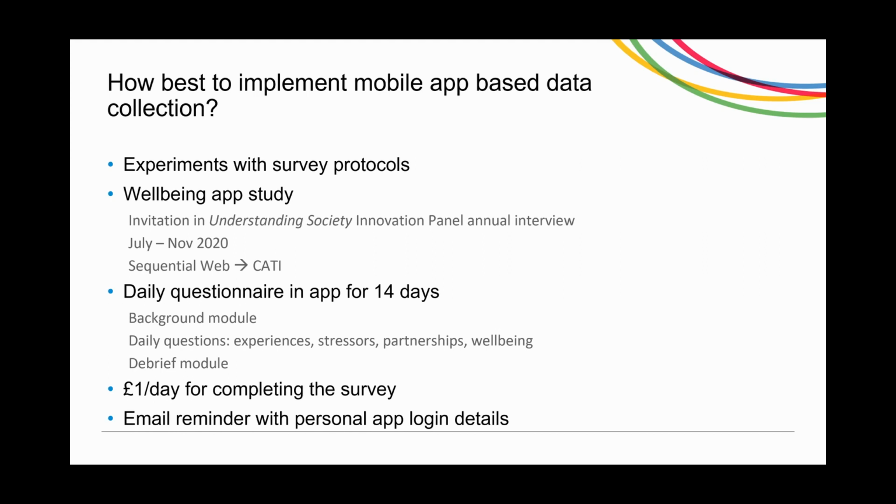So as part of this annual interview, we then asked people to do an additional task to download this Wellbeing app and to complete a questionnaire in the app every evening for 14 days. And the app included a module of background questions that were just asked on the first day. Then there was a set of daily questions about the experiences, stresses, relationships, well-being. And then on the 14th day, there was a short debrief module. And respondents were promised £1 for every day on which they completed the survey.